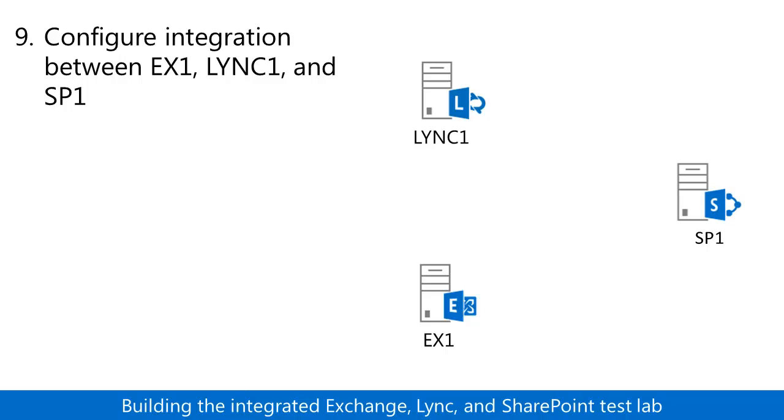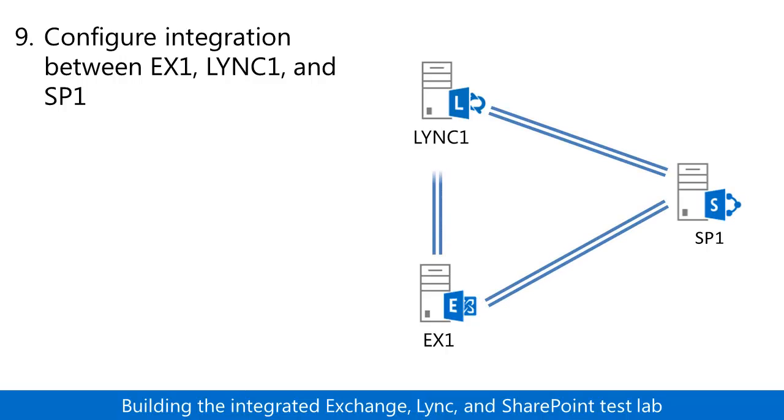In step 9, you configure integration between EX1, Lync1, and SP1 in the form of server-to-server trust relationships, which allow a server to request resources of another server on behalf of a user. The test lab is now ready for cross-product configurations and scenarios.